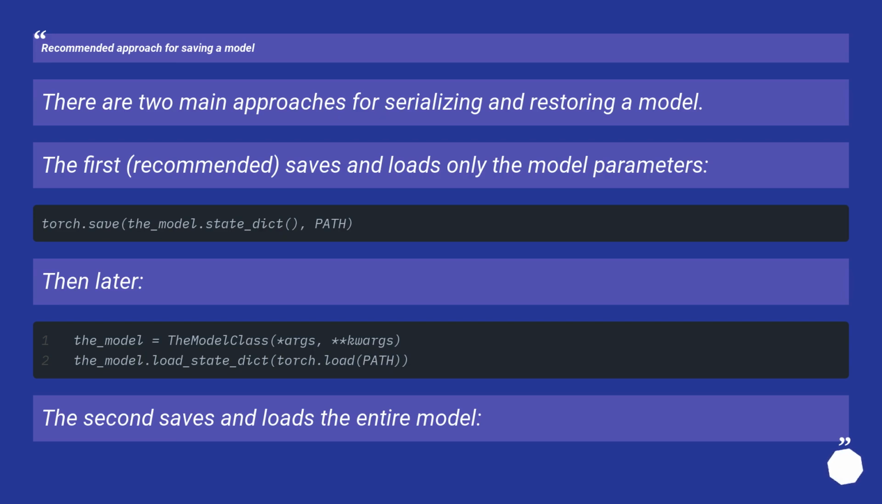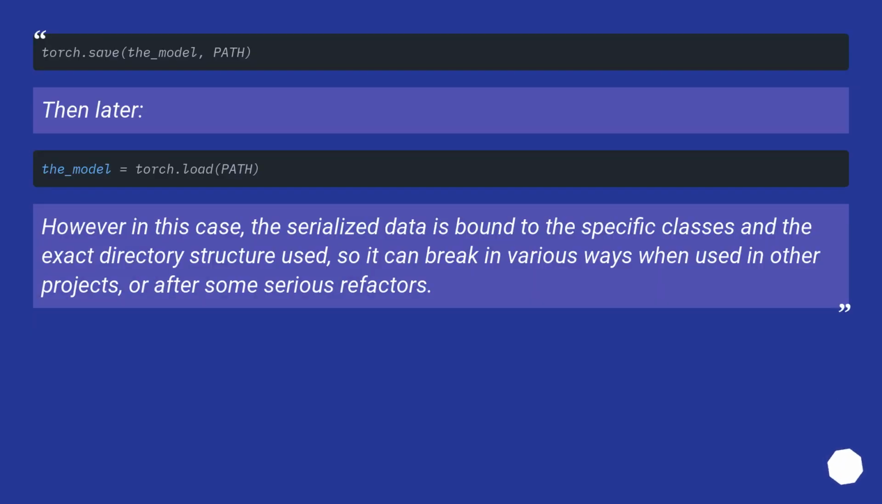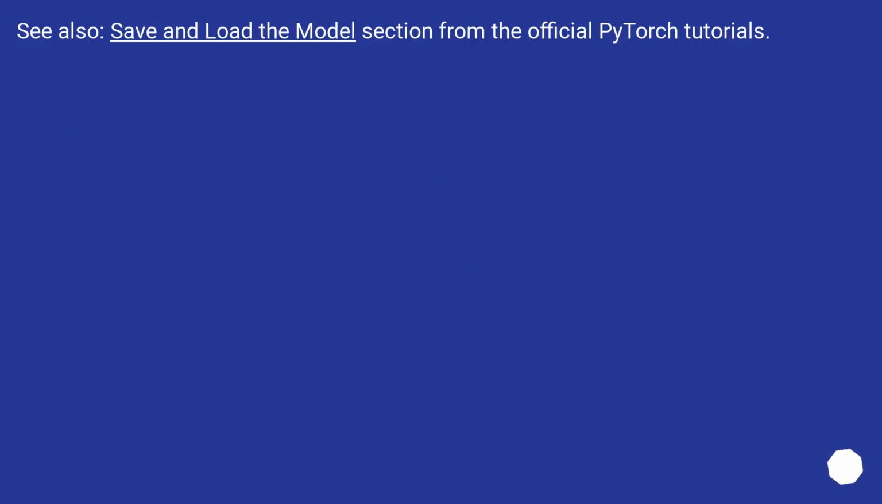Then later. The second saves and loads the entire model. Then later. However, in this case, the serialized data is bound to the specific classes and the exact directory structure used, so it can break in various ways when used in other projects, or after some serious refactors. See also the save and load the model section from the official PyTorch tutorials.